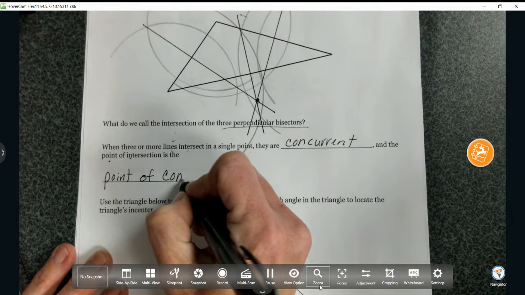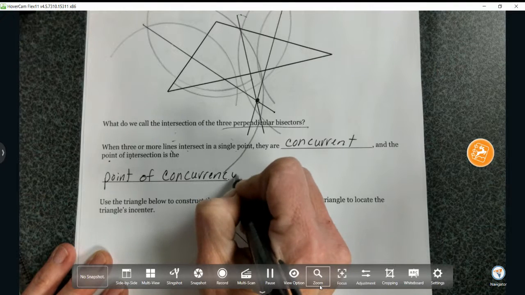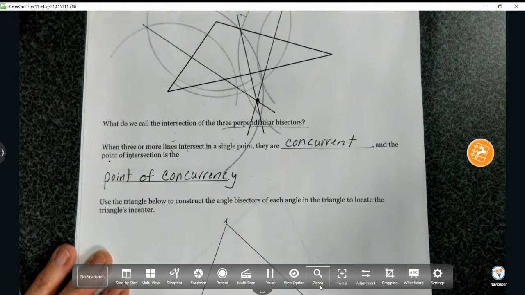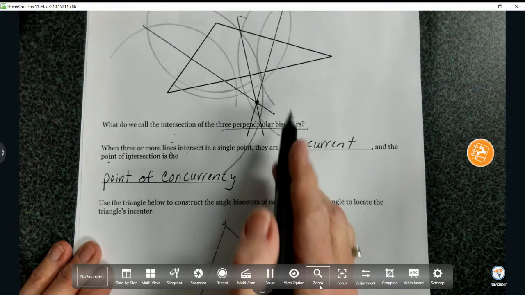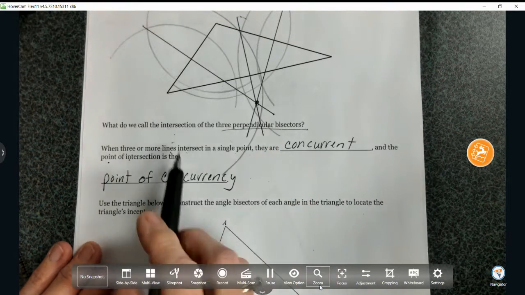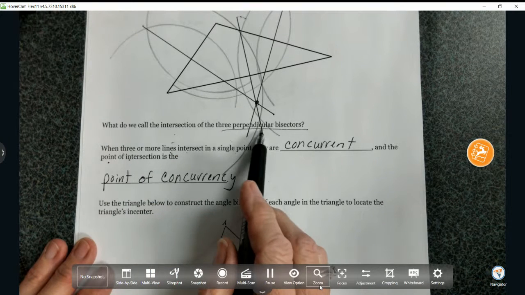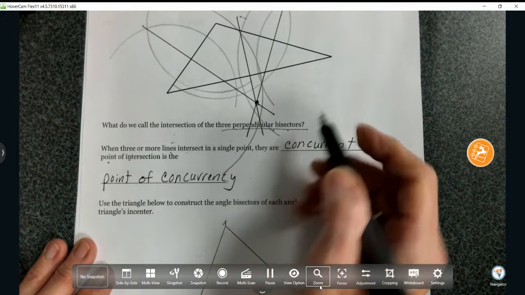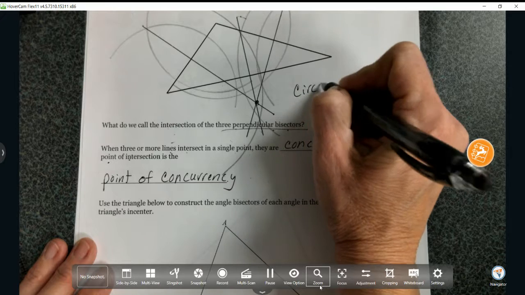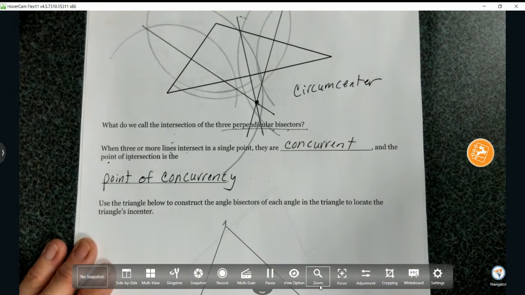We're going to be looking at two of them today, and then we're going to be adding two more in the next couple of lessons. Okay, so we're going to talk about the name of this one. Actually, let me skip back up there. This point of concurrency, the intersection of the three perpendicular bisectors, is called the circumcenter. That's the first one we're doing, the circumcenter.